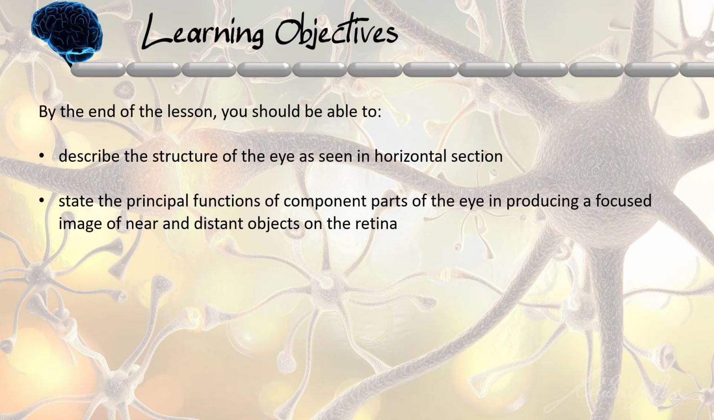By the end of this video, you should be able to describe the structure of the eyes as seen in horizontal section, because when we are talking about focusing, our focus will be on the horizontal section of our eyes. You will also need to be able to state the principal function of the components of the eyes in producing a focused image of near and distant objects on the retina.